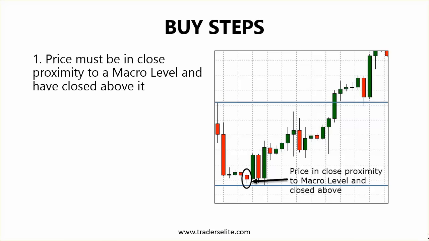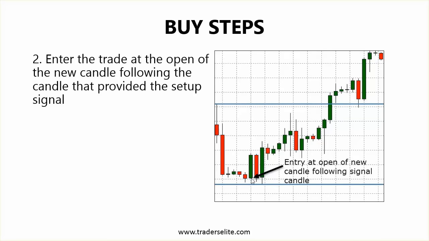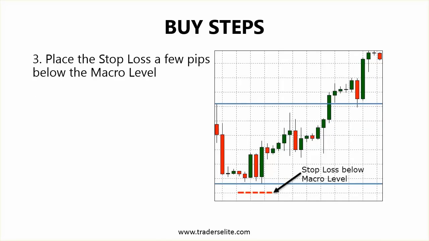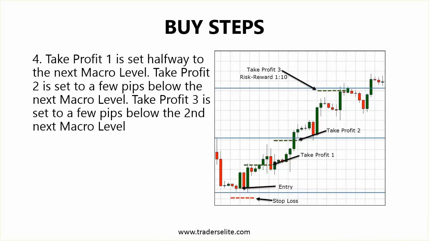So let's have an even closer look at the steps. Step 1. Price must be in close proximity to a macro level and have closed above, which it has here. Step 2, enter the trade at the open of the new candle following the signal candle, or the setup signal. Step 3, place the stop loss below the macro level. Step 4, take profit 1 is set halfway to the next macro level. This is the next macro level, so halfway around here.